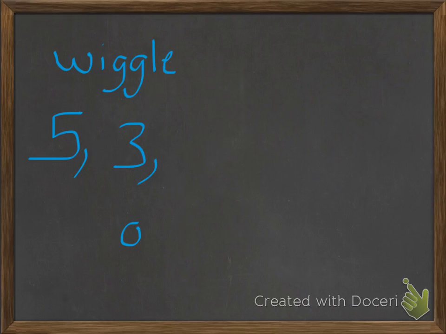To get a wiggle, can someone start giving me the different exponents you had for wiggles? 5. Okay. What's another? 3. They're all odd. They're odd, but what are they excluding? Not 1. So they're odd, but they're not going to be 1. Does that make sense? Yes. Because 1 has a different rule.